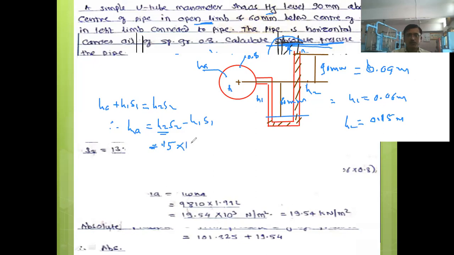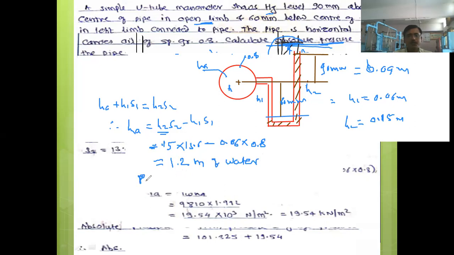So 0.15 meter multiplied by 13.6, since mercury is there, right? Minus H1, 0.06, multiplied by 0.8. So how much has it come? HA is equal to 0.15 multiplied by 13.6 minus 0.06 into 0.8, 1.992, right? So we can write 1.2 meter of water. This is our head.